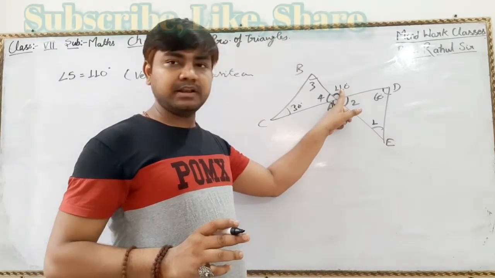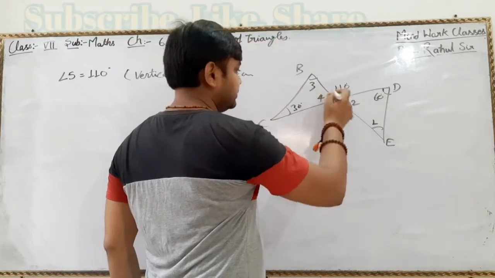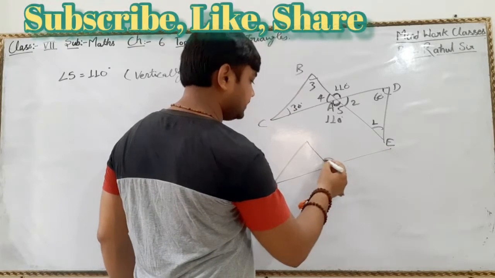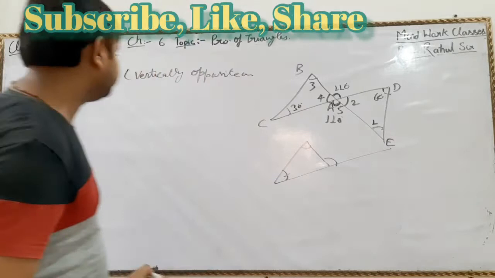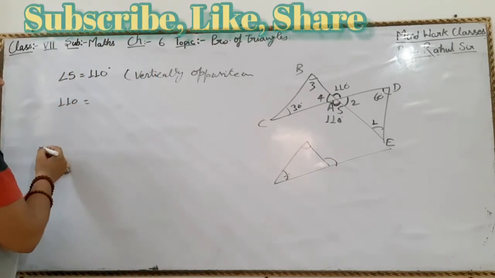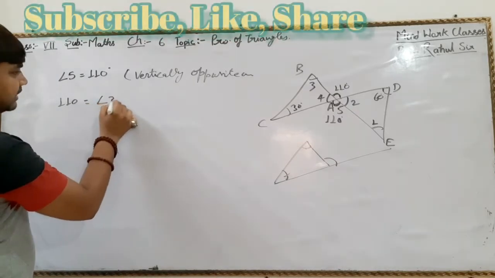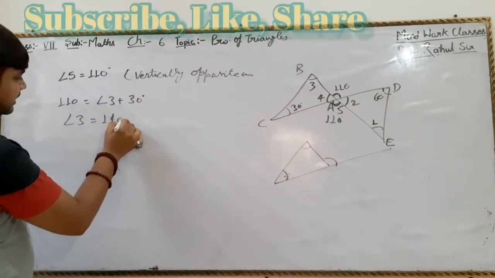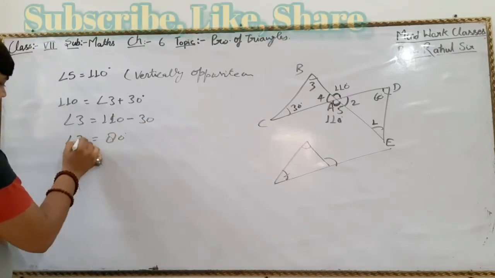So this 110 becomes an exterior angle for this triangle. This triangle will look like this if I make it separately. So this is an exterior angle and it will be equal to the sum of this and this. So 110 is equal to angle 3 plus 30 degree. So angle 3 is equal to 110 minus 30. What do we get? Angle 3 is 80 degree.